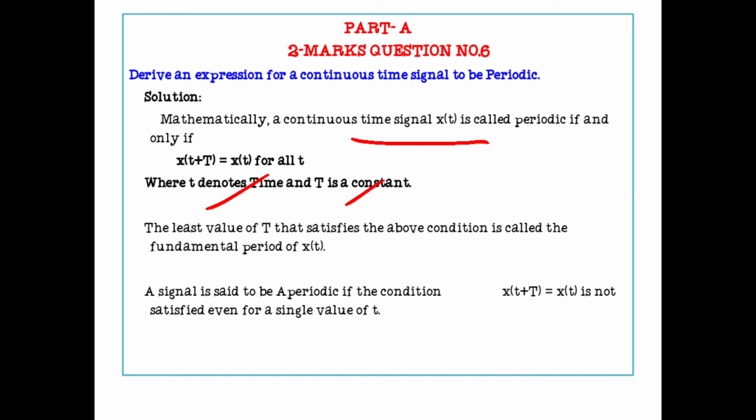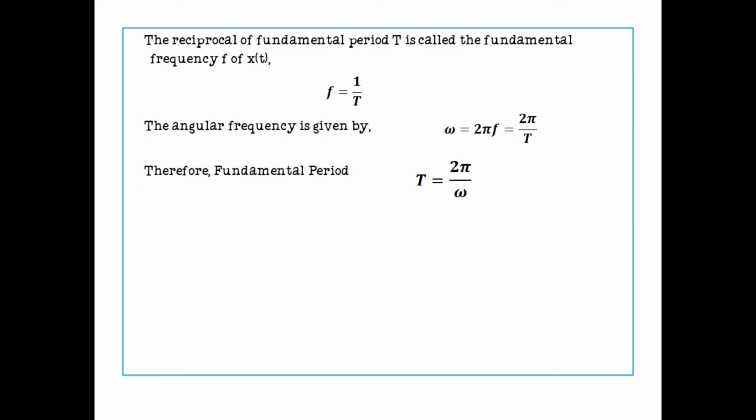So what will this constant do in the expression? The least value of T that satisfies the given condition is called the fundamental period of x of t. So this T is called the fundamental period. A signal is said to be aperiodic if the condition x of t equal to x of t plus T is not satisfied for any value of T. So what is small t? It denotes time. What is capital T? It denotes fundamental period. The reciprocal of fundamental period is called the fundamental frequency.